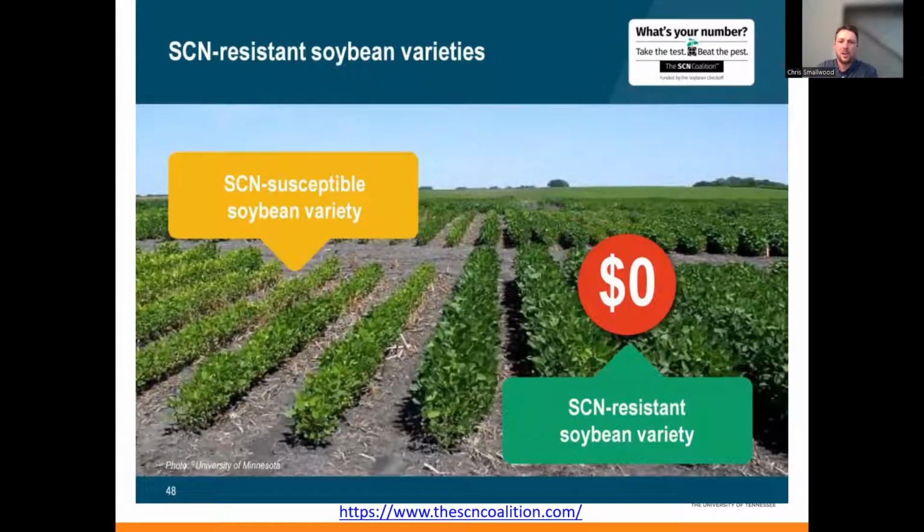So this picture was taken from the SCNcoalition.com, and it just shows some of the differences in growing resistant and susceptible soybean varieties in an infested field. On the left side, you see the susceptible variety. It is just suffering from poor vigor. It has a yellower appearance. It's difficult to specify exactly what the symptoms are other than poor vigor, but it certainly has a big impact on yield. On the right side, you see the resistant variety, and the $0 notes that it doesn't cost any extra to grow a resistant soybean variety, and it can often pay off in big ways for soybean growers.